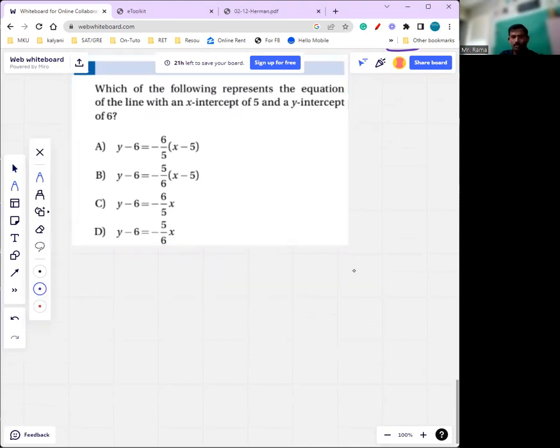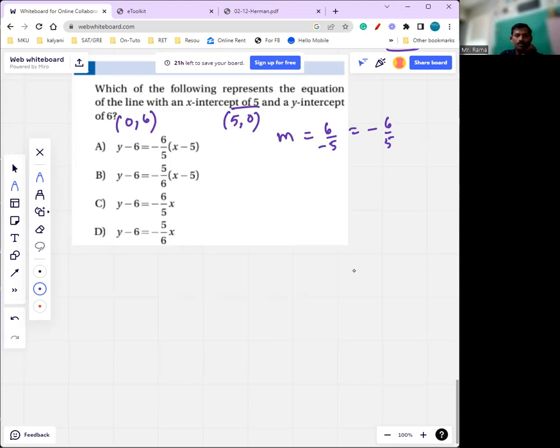So first, x-intercept is 5, means y is 0. So that's (5, 0). And y-intercept is 6. So that means (0, 6). So you got 2 points, right? You can find the slope. Slope is y minus y1 equals 6, and then x minus x1, that's -5. Or -6/5. That's your slope.